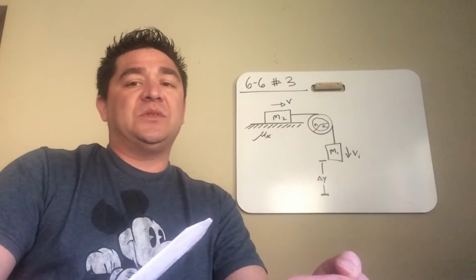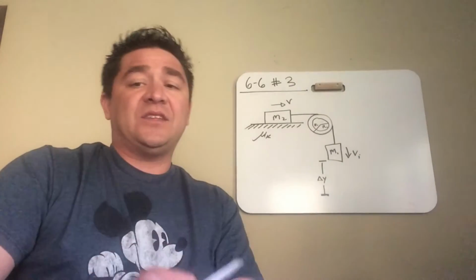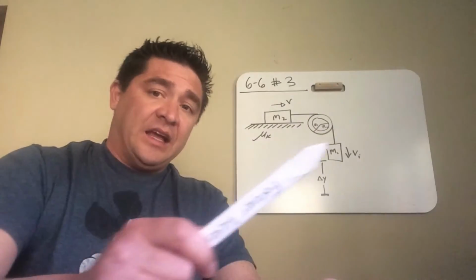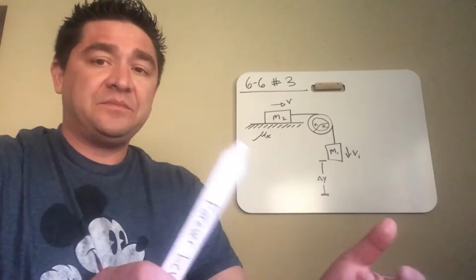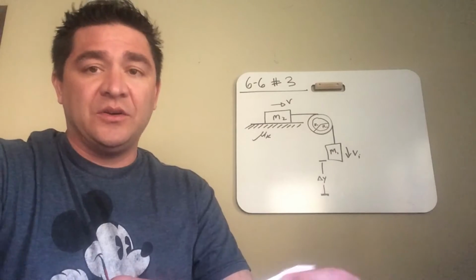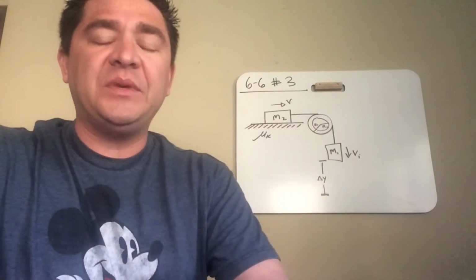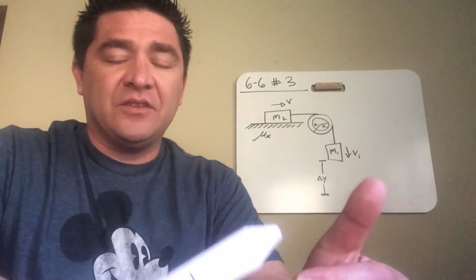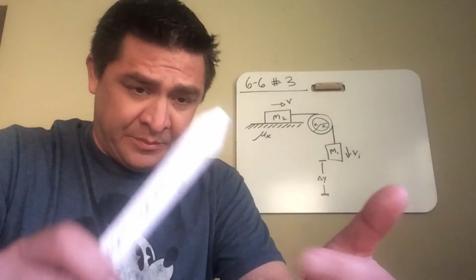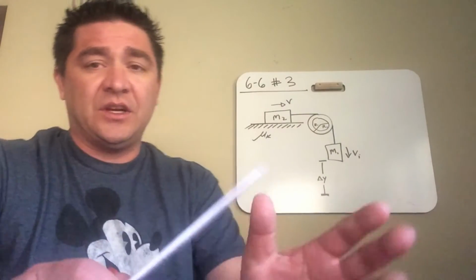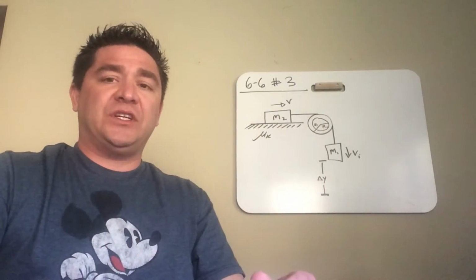Because the problem in part A is how fast are the blocks going after they've slid a certain distance, and how fast is the pulley spinning after that same distance. So this is an energy problem, because they're asking about a final velocity. They're not asking about time or acceleration. They're just asking about how fast these things are going. So total energy approach here.